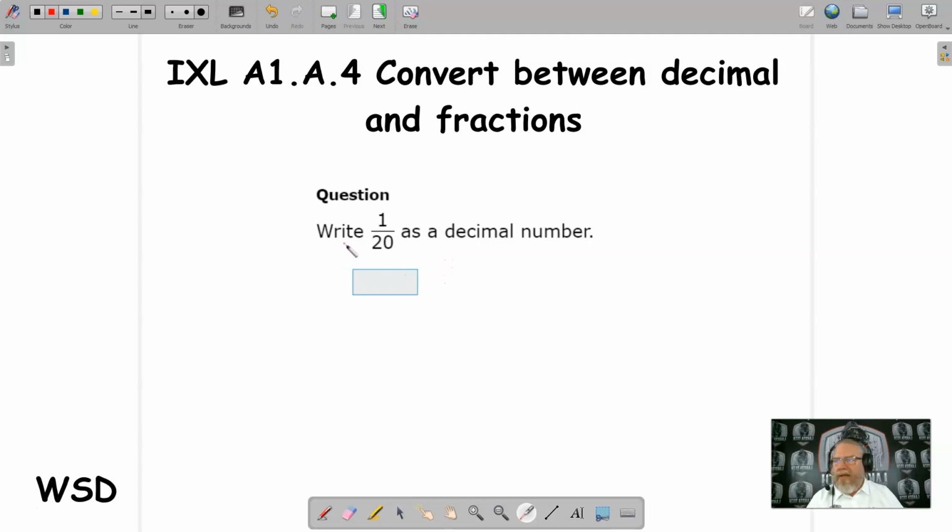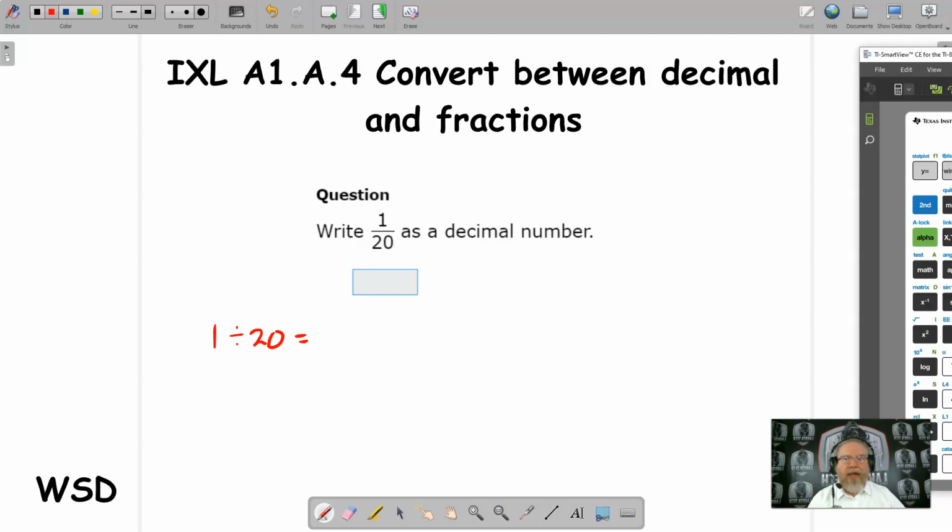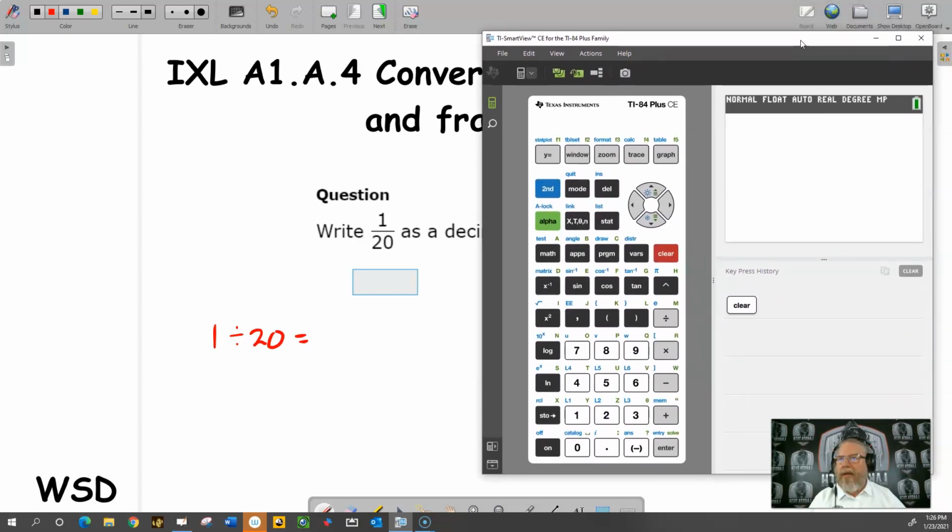So our first question tells us to write 1 over 20 as a decimal number. So 1 over 20 indeed is a fraction. It's important to remember that all fractions are division problems. So technically, if we read this as 1 divided by 20, we would get some answer, and that answer indeed would be a decimal number. So let's go ahead and do that with a calculator, and then we'll also look at how to do this by hand.